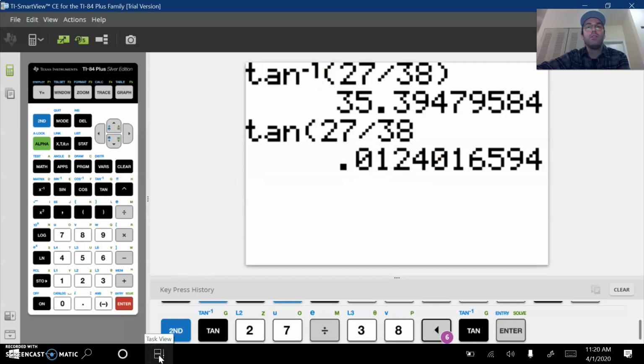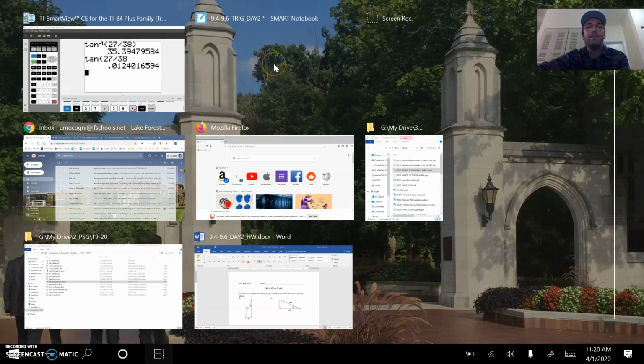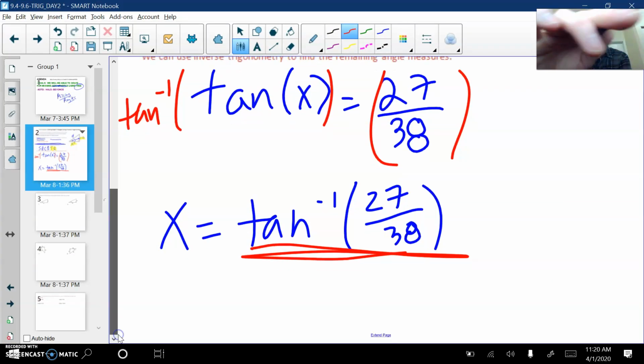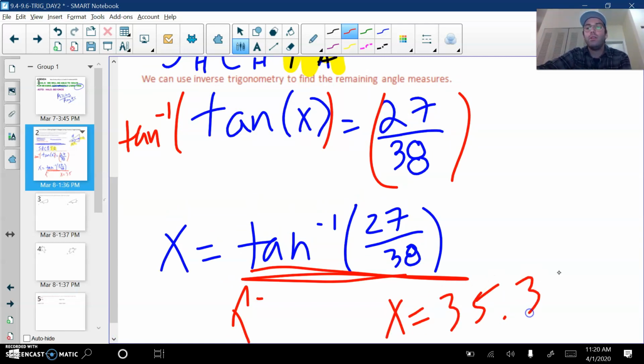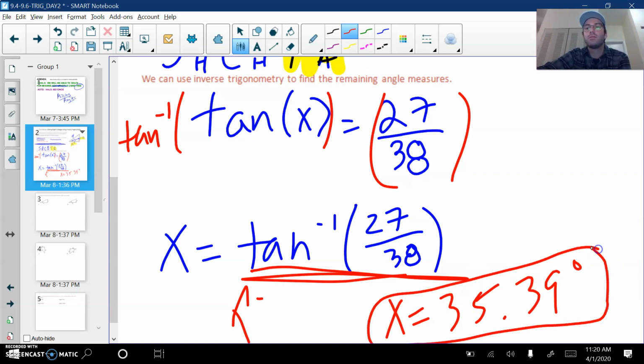So 35.39 degrees. X equals 35.39 degrees. Make sure you're including degrees on your answers. Okay. Let's try another one.